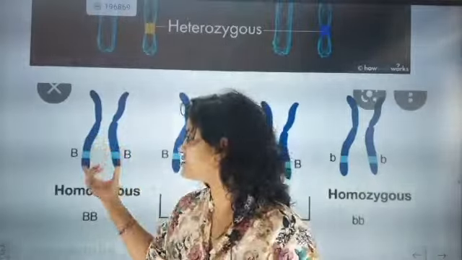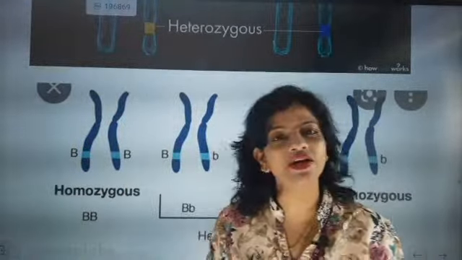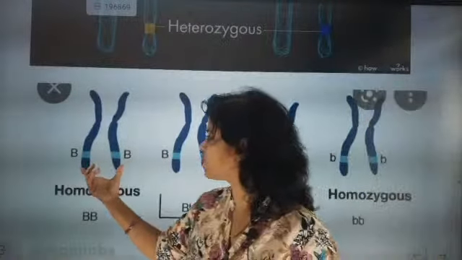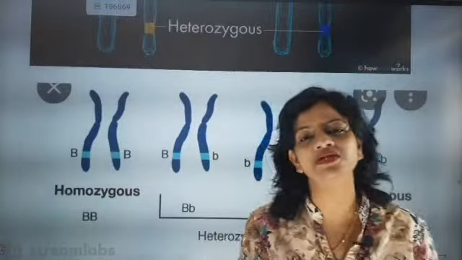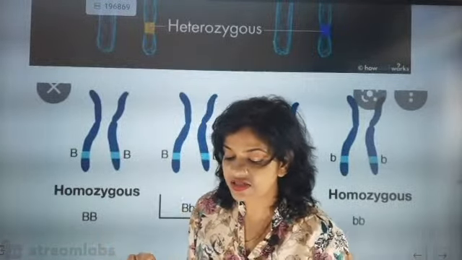So you see on the sister chromatids, in that same place, either the dominant trait is there or the recessive trait is there. So homozygous means what? You see dominant trait B and B. Capital is always represented as dominant trait. Small letter is always represented as recessive trait.